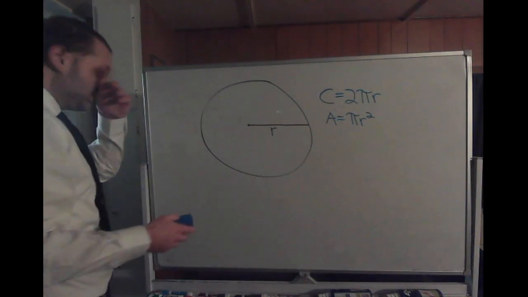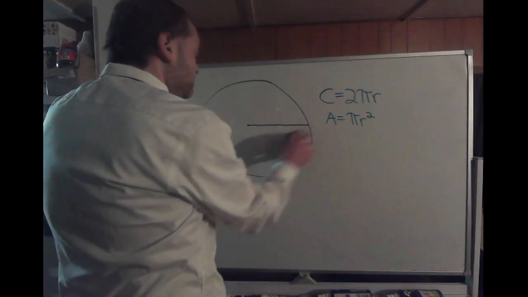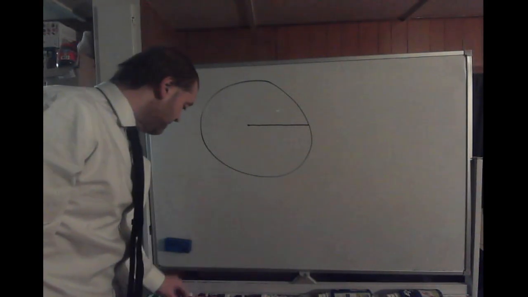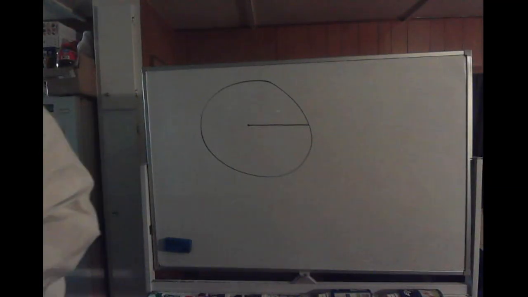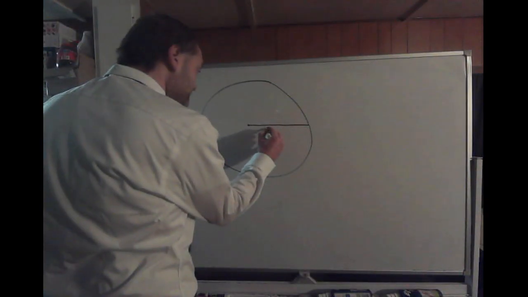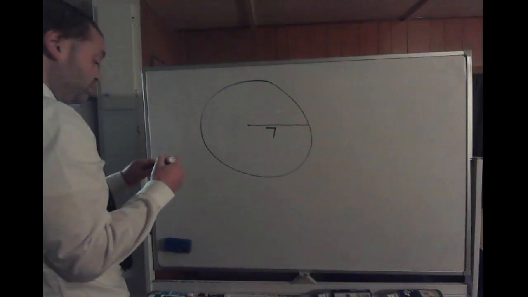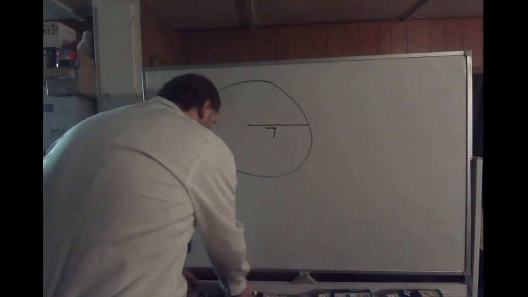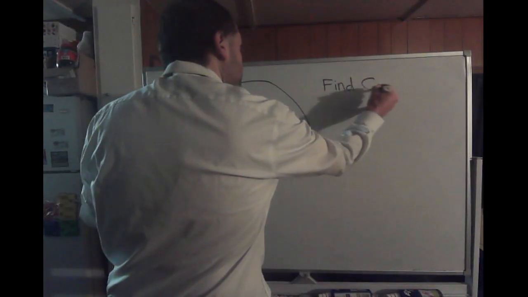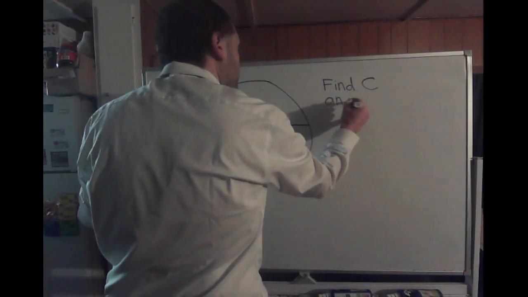So we're going to do some exercises here and then that'll be it. Today shouldn't be a terribly long lesson because this is pretty straightforward stuff. But in each of these exercises we're going to be given certain things here. In this case, we're given that the radius is 7. So the circle has a radius of 7. We need to find the circumference and the area.